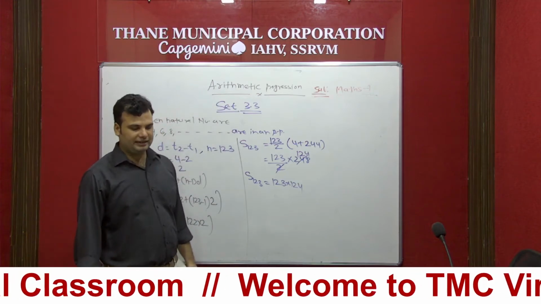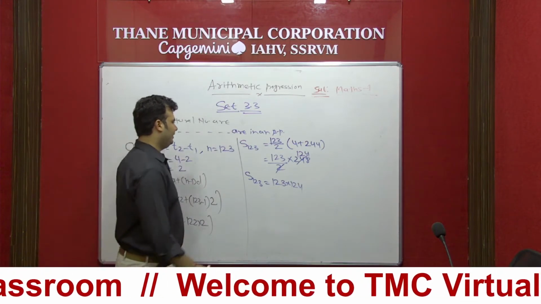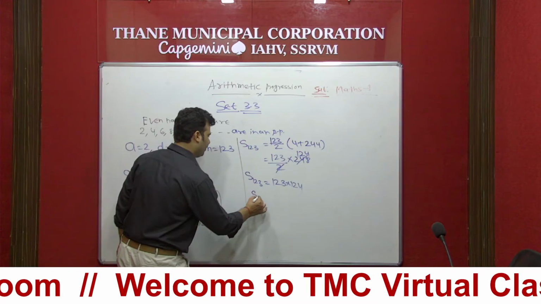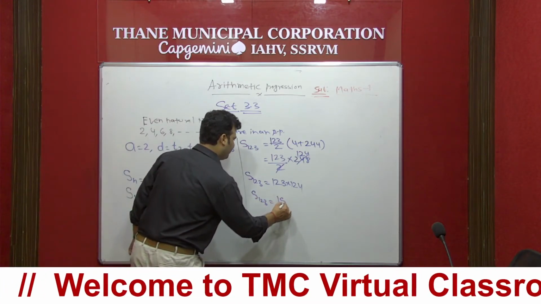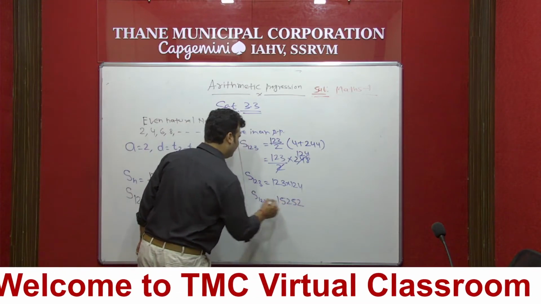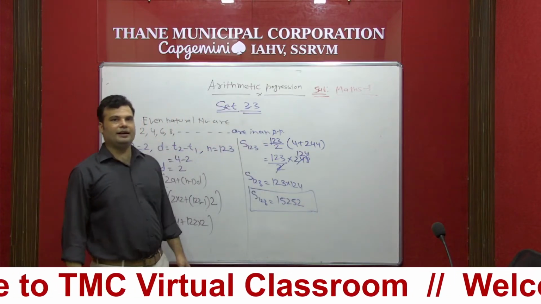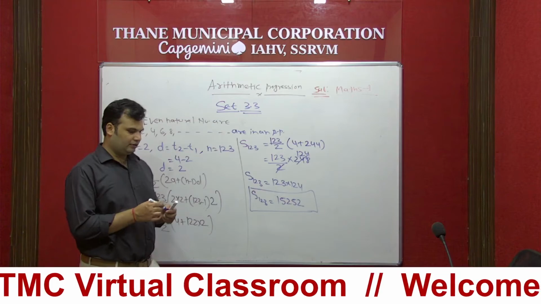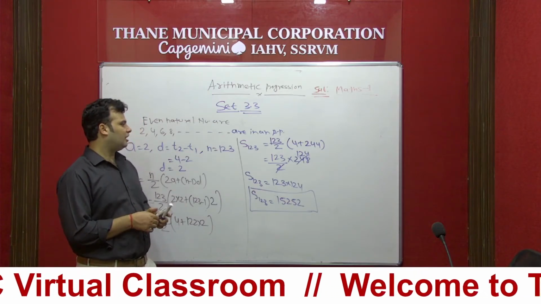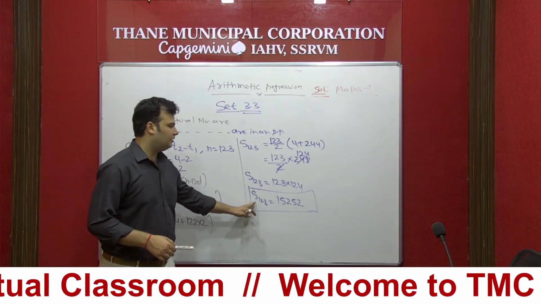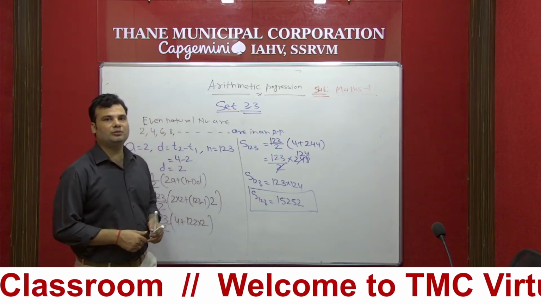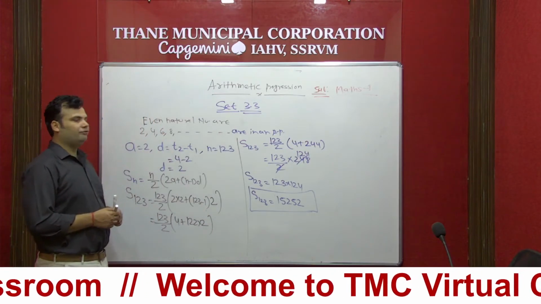So you can multiply this. 123 into 124. So the final answer is 15252. Now you can multiply within yourself and you will find the answer, that is 15252. So that is the final answer. The sum of the first 123 even natural numbers is 15252.